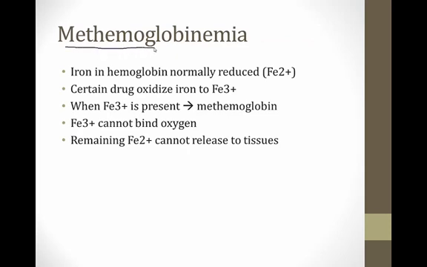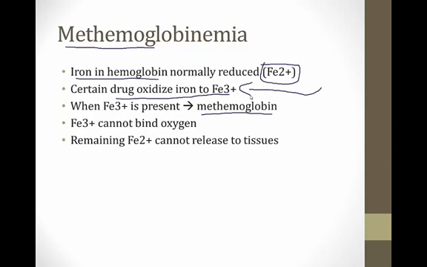In order to understand methemoglobinemia, you need to recall that iron in hemoglobin is normally present in a reduced Fe2+ state. But there are certain drugs which can oxidize iron to the Fe3+ state. And when Fe3+ is present in hemoglobin, we call that methemoglobin. There's normally a very small amount of this present in your blood, usually less than 1% of all hemoglobin molecules. But when certain drugs are administered, they can increase that percentage to 10 or 20 or even 50 or 60%, and then patients can get very sick.